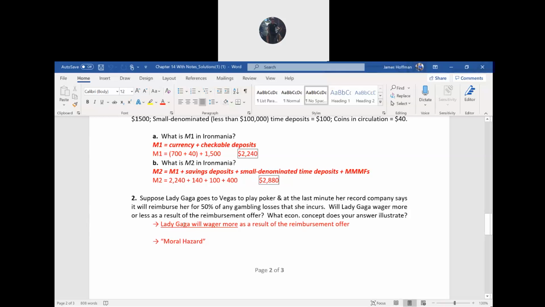And so given that deal, she's going to wager more. Okay, because there's a much higher chance of her winning than losing because she can only lose at most 50%. All right, so she's taking more risk as a result of the deal or the system. And so this illustrates that concept of moral hazard because she's acting essentially more risky or more reckless because of the reimbursement offer.